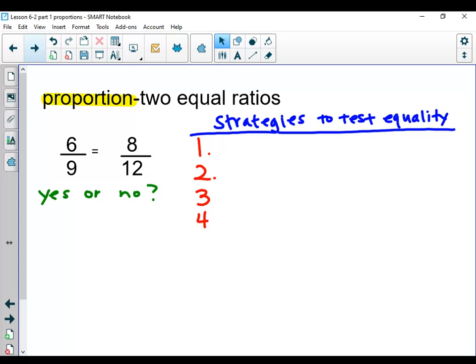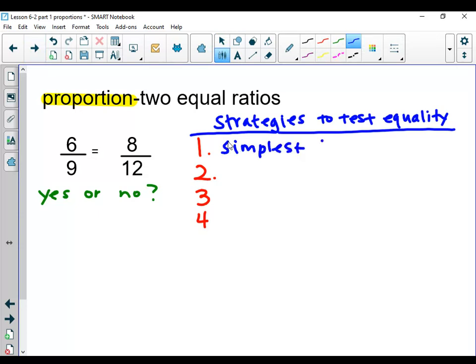One way would be simplest form. So I can take 6/9 and divide by 3, get 2/3. I can take 8/12, divide by 4 to get 2/3. Simplest form on both sides will tell me if they are equal or not.